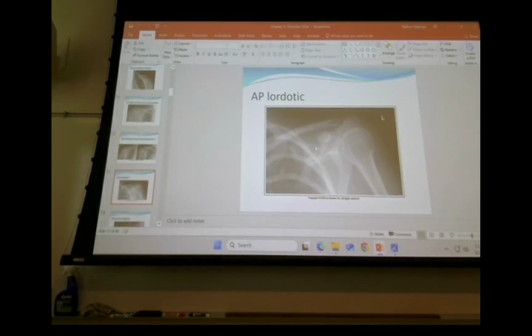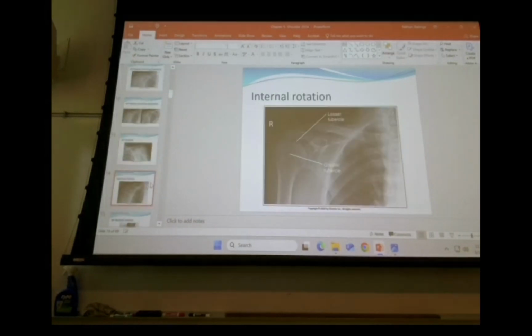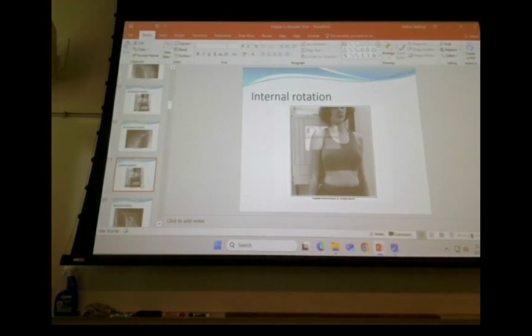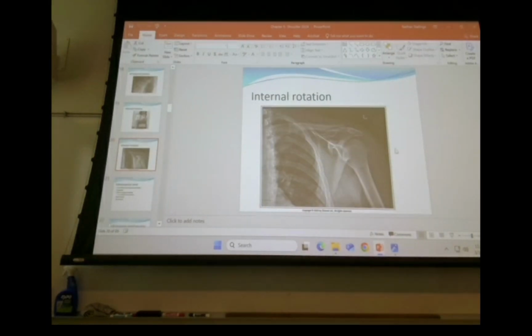As opposed to a lordotic, now your clavicle is starting to look a little bit like an epiaxial, but the superior angle of the scapula is a little bit below the clavicle there. So internal rotation, no, that's external rotation. We've got the greater tubercle, neutral, external. That would be internal rotation.